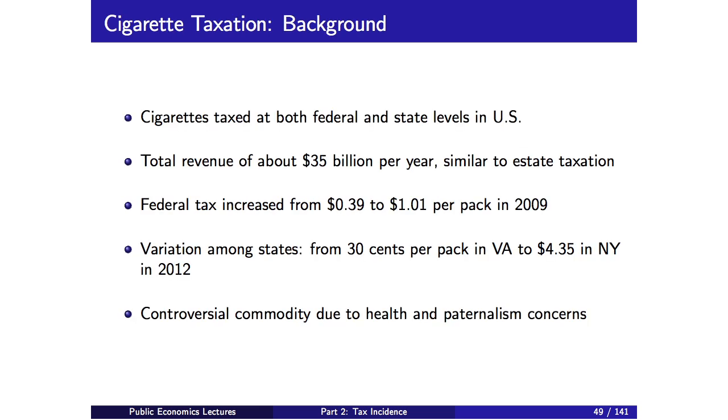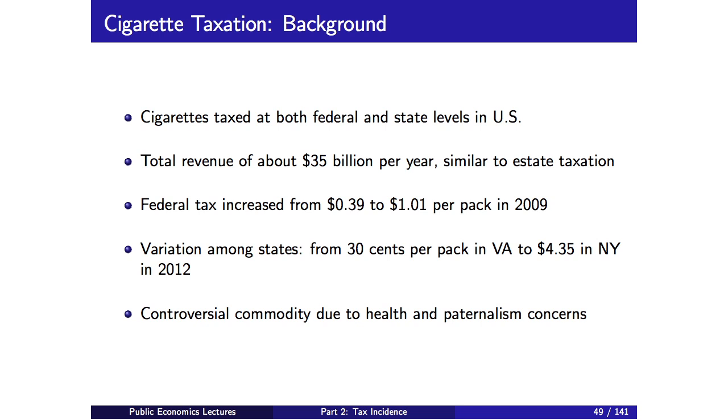So just a bit of institutional background. Cigarettes are taxed at both the federal and state levels in the US. This generates total revenue, state plus federal, of about $35 billion a year. So that's relatively big. It's on the order of estate taxation, which people care a lot about, right? The federal tax remained relatively constant for a while, but then in 2009 increased substantially from 39 cents a pack to over $1 a pack. And then there's tremendous variation across states: 30 cents per pack today in Virginia versus $4.35 in New York.